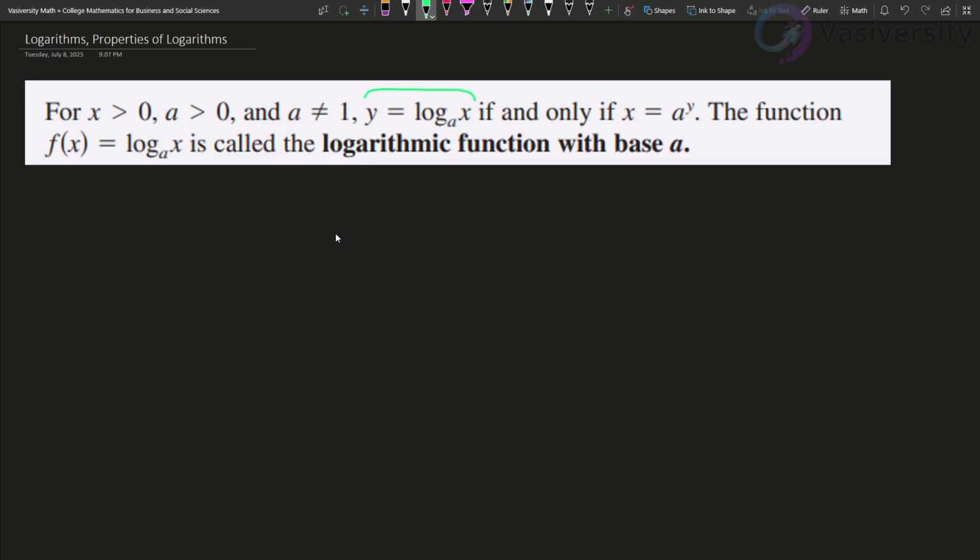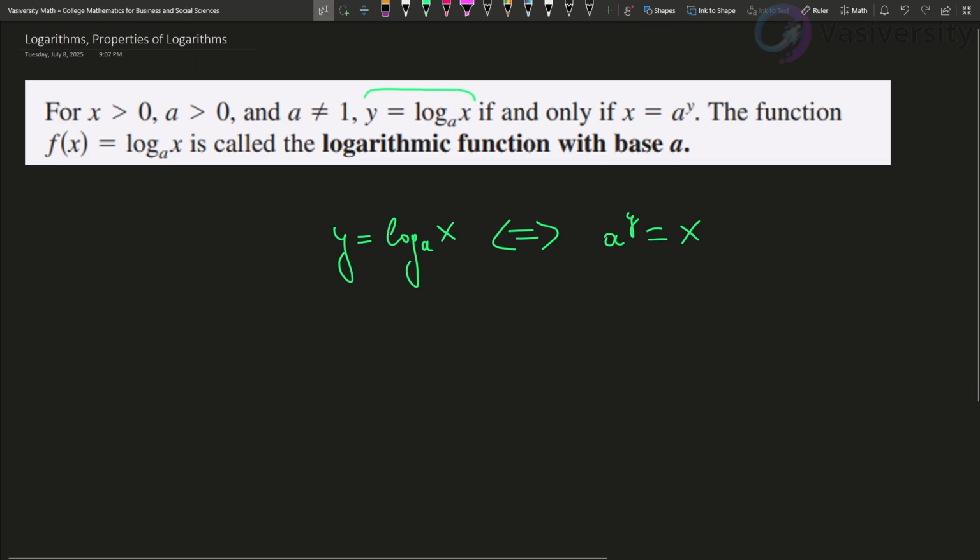So y is equal to log a of x is essentially equivalent to asking, what is the x value? A to what power gives us x? So a to the power of y will give us the x. So they are inverse functions of each other. So essentially the logarithmic function is the inverse of the exponential function.